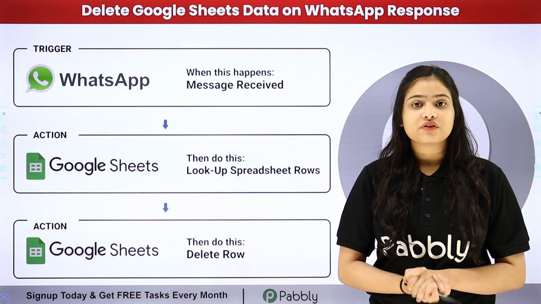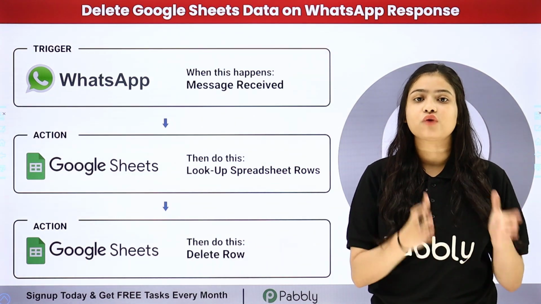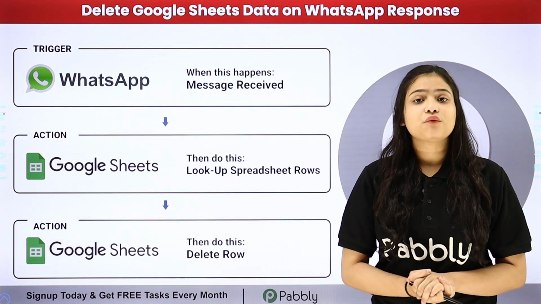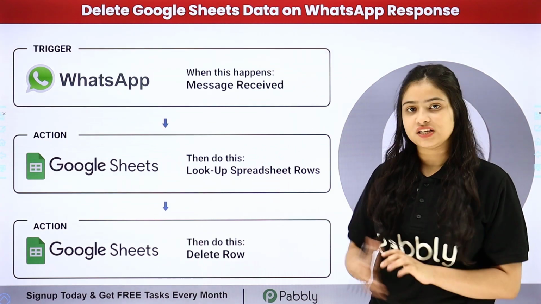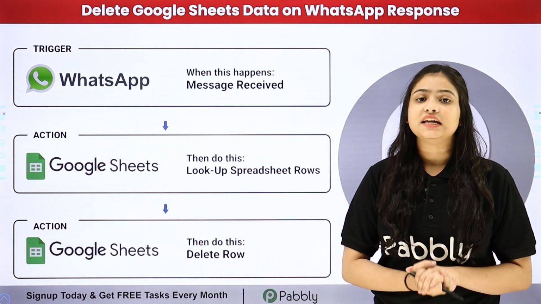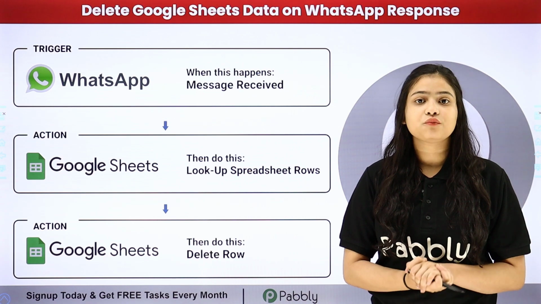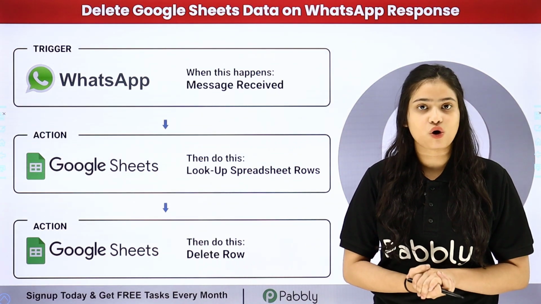And here my objective is that if I receive a no as a WhatsApp response from the leads, then I want to delete that same lead from my Google Sheets. This means that I want to delete the data of my leads from Google Sheets whenever I receive a negative response from them on WhatsApp.